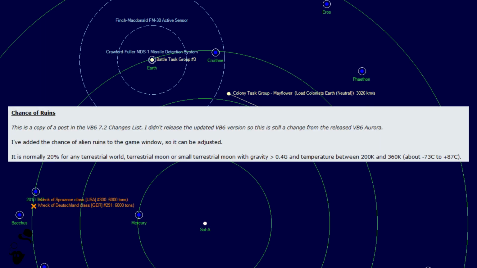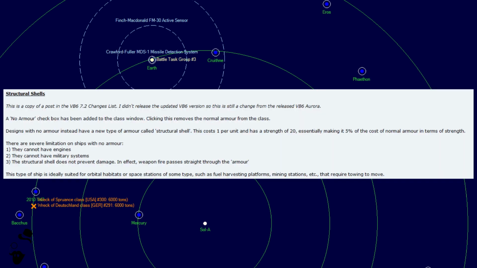The chance of alien ruins is added to the game window, so it can be adjusted. It is normally 20% for any terrestrial world, terrestrial moon, or small terrestrial moon with gravity greater than 0.4 Gs, and temperature between 200 and 360 Kelvin. Another 7.2 change, structural shells.